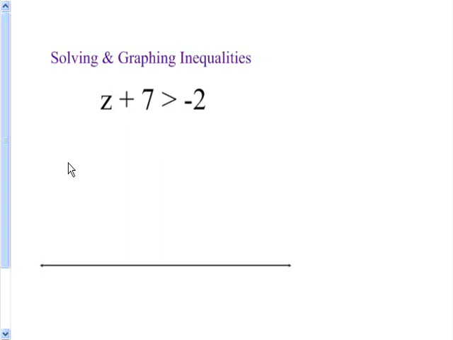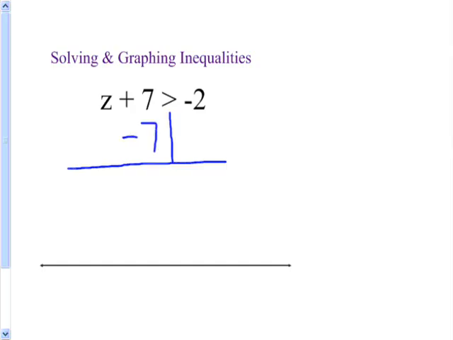In this video, you will see how to solve one-step inequalities involving addition and subtraction, and then also see how to graph their solutions. So we have this inequality, z plus 7 is greater than negative 2. I'm going to treat this just like I treat an equation. I want to make sure I keep this balanced by doing the same operation to both sides.